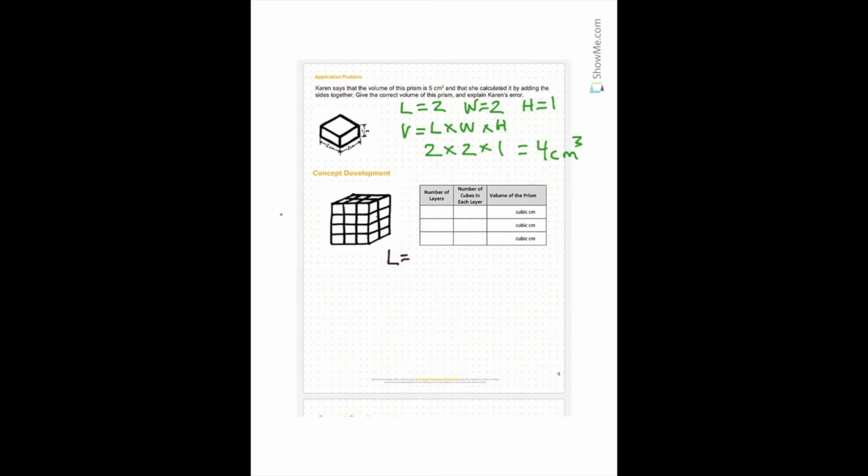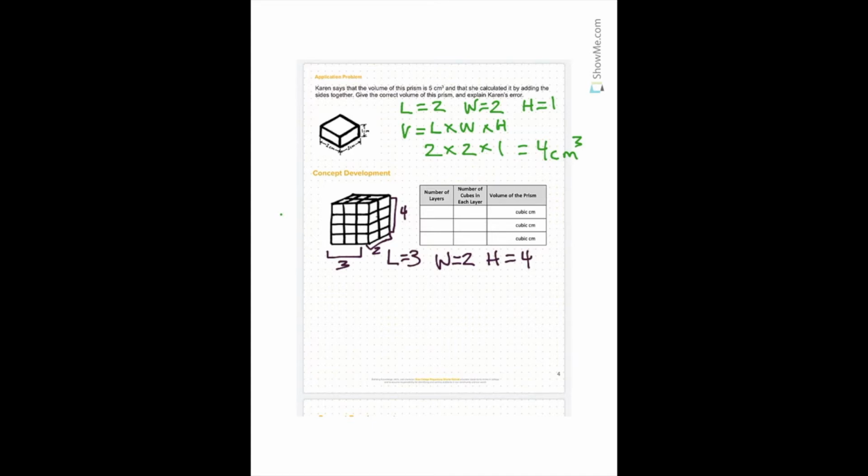So my length, I see right here, my length is 3. So I'm writing length is 3. Looking for my width is right here, and my width is 2. And I'm looking at my height, and I see that my height has 4 cubic centimeters. Make sure that you get that written down first.